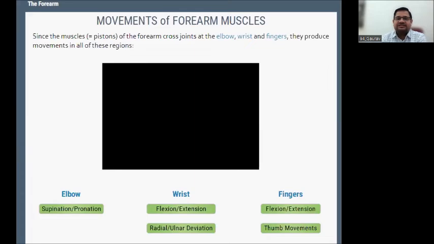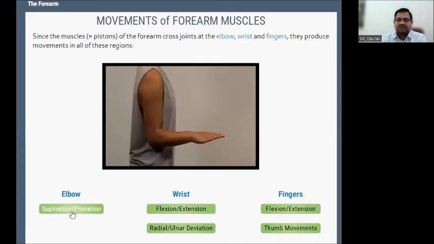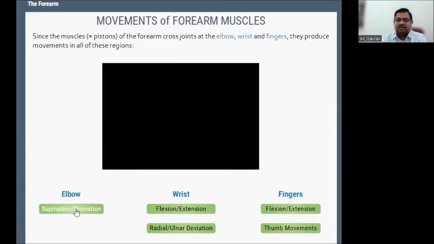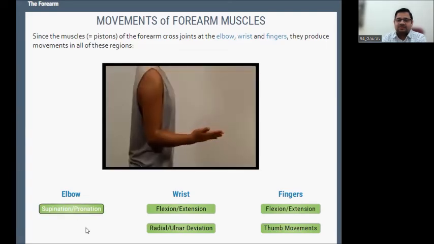Now one by one we can see the movements of forearm muscles. At the wrist and elbow, they produce movement in all these regions. So first at the elbow, supination and pronation, like this you can see. Again you can see supination, pronation. This is at the elbow.